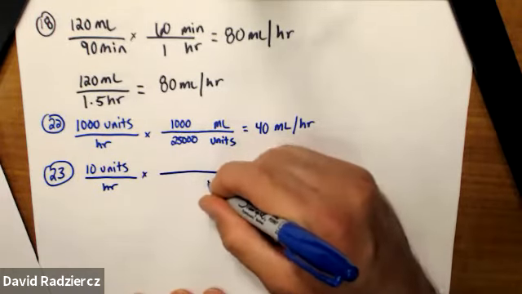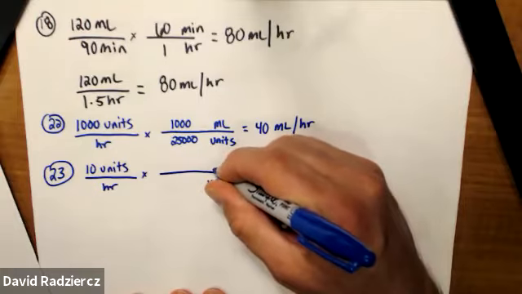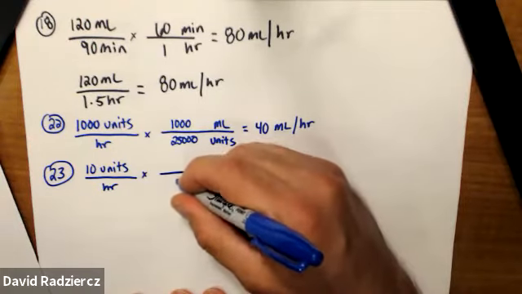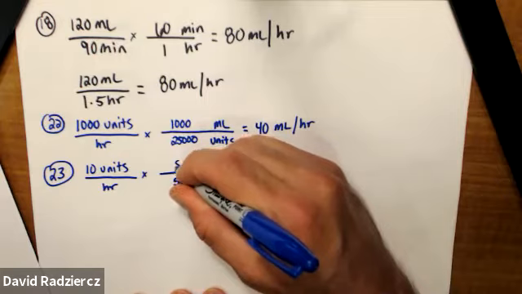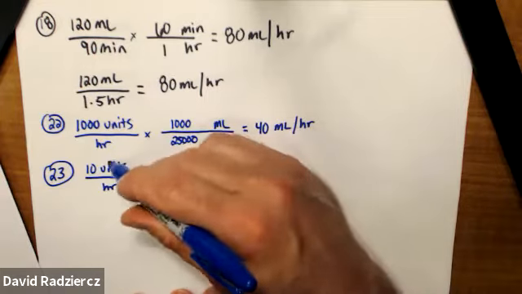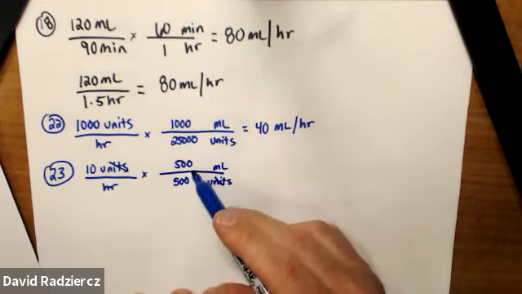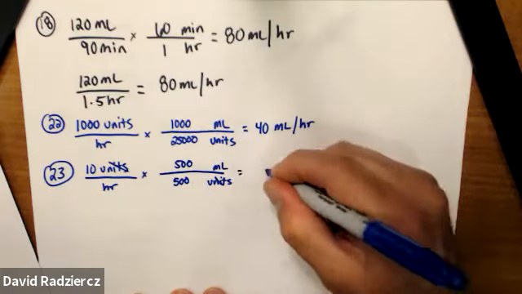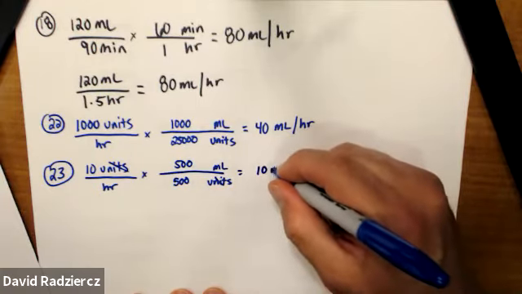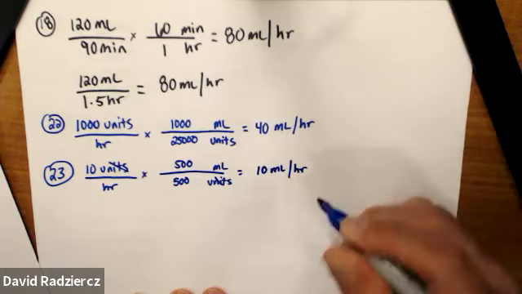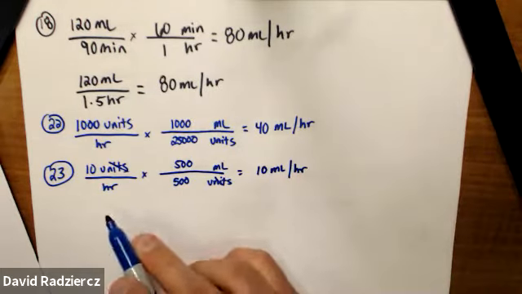Okay. I don't want units, I want milliliters, right? The only difference is we're talking about insulin here, but as far as being measured in units, it's the same thing. And then the 500 just happen to cancel out. So the 10 units per hour is the same thing as 10 milliliters per hour. But again, sometimes it's helpful just to see it.